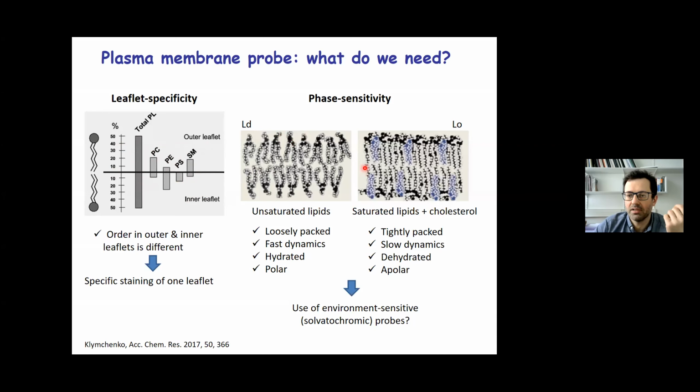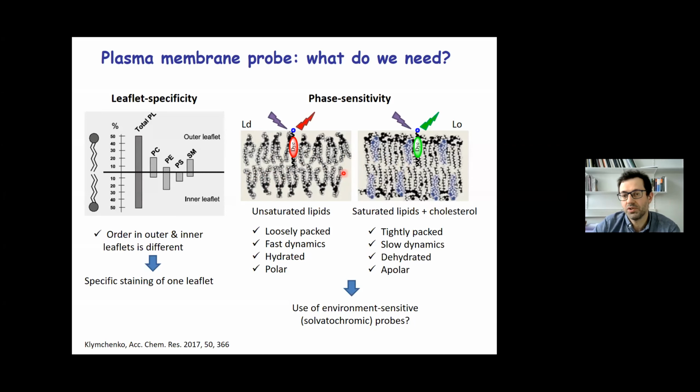And then for the lateral heterogeneity, the disordered phase is considered a loosely packed phase of lipids, is highly dynamic, and therefore we consider it rather polar and hydrated. And then you have the liquid ordered phase of saturated lipids and cholesterol, which is tightly packed. It is dehydrated and apolar. So therefore, if you place a solvatochromic molecule in these two phases, you are supposed to see changes in the color of emission of the probe.